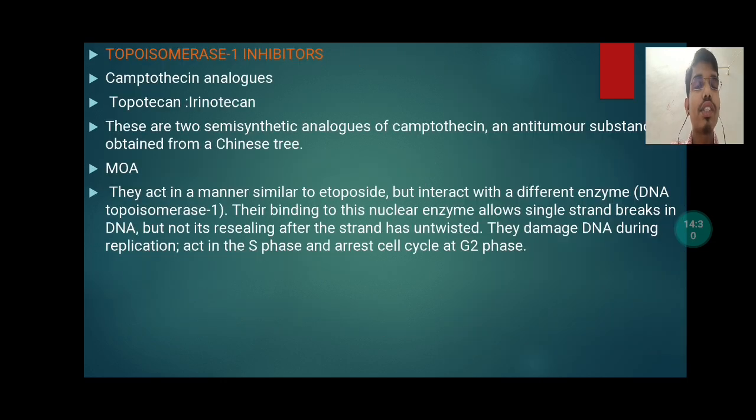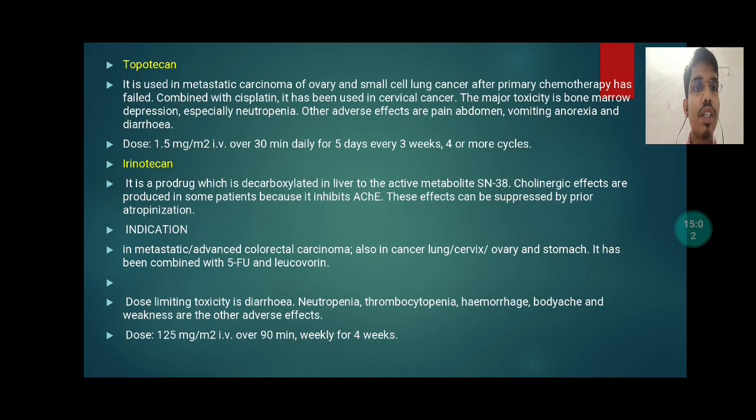Another category of drug is the topoisomerase 1 inhibitor. It acts in a similar manner to etoposide, a topoisomerase 2 inhibitor, but interacts with a different enzyme, DNA topoisomerase 1. Binding to this nuclear enzyme causes single strand breaks in the DNA, but not resealing after the strand has untwisted. They damage the DNA during replication, act in the S phase and arrest the cell cycle at the G2 phase. This category consists of topotecan and irinotecan.